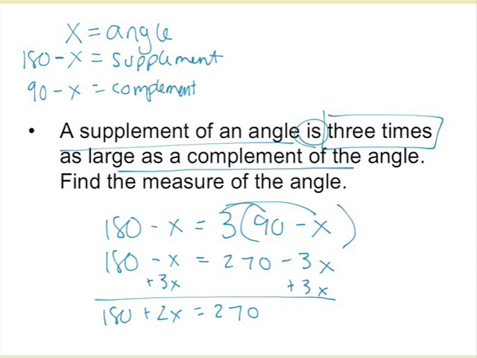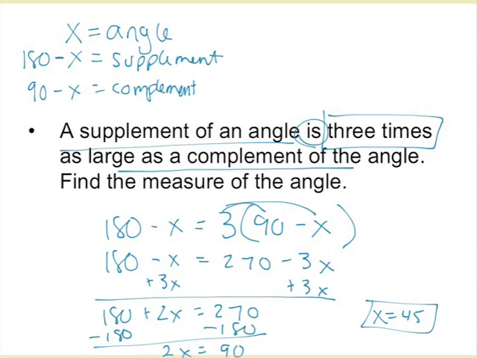So then I want to try to get x alone. I've got to undo what's being done. So I would subtract the 180, which leaves me with 2x equals 90. And how do I finish to get x alone? Divide by 2 gives x is 45.